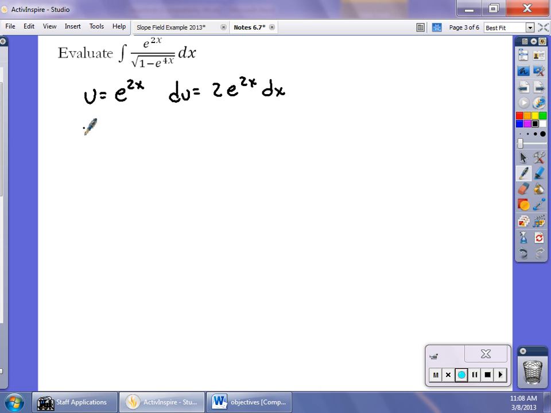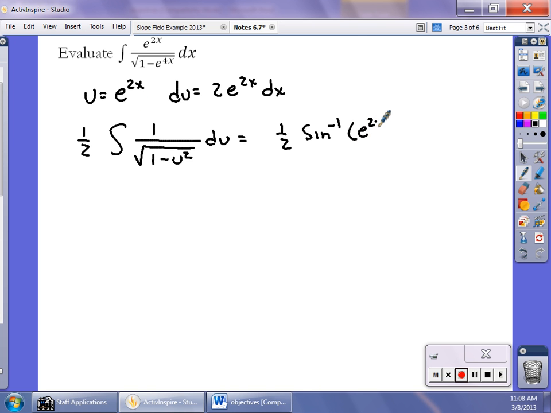So when I rewrite this in terms of u, it's 1/2 times the integral of, the top part is du, the bottom part is the square root of 1 minus u squared. That is in the format of inverse sine. So this is going to end up being 1/2 inverse sine of, and again, my a value in this case is 1, so it's u over a. u is e to the 2x, so it's inverse sine of e to the 2x, and then plus your constant.